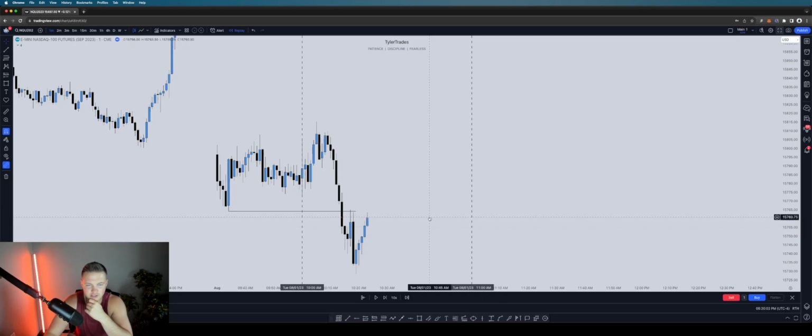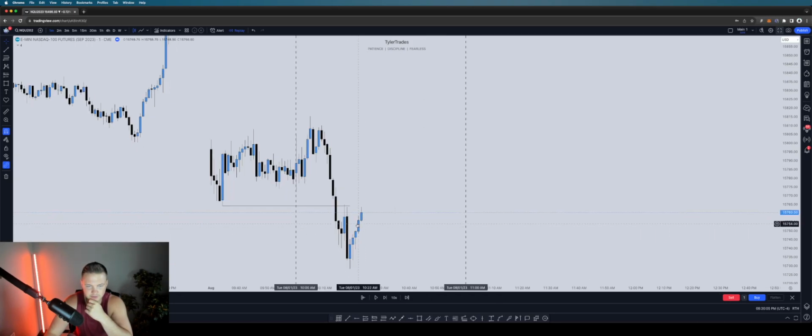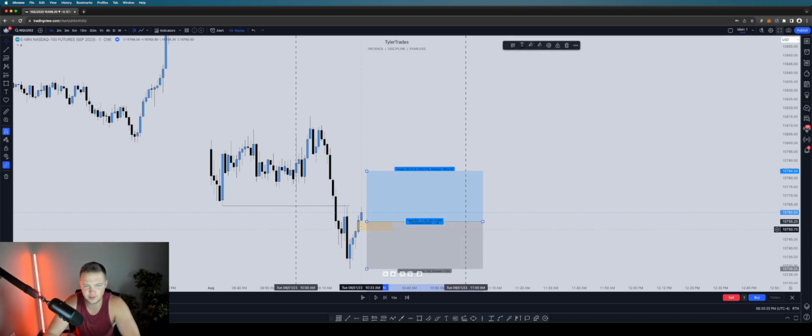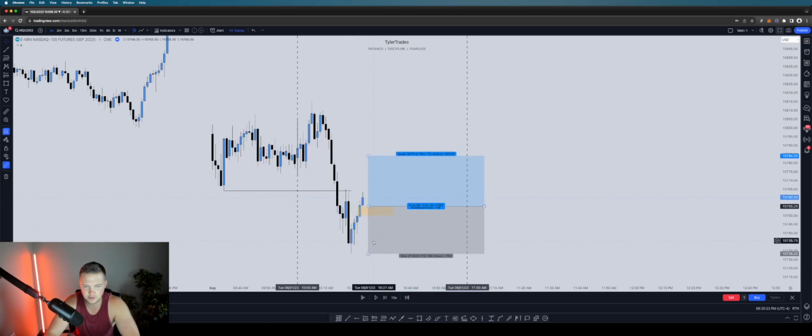Right here we actually do have this fair value gap as we're starting to break above this order block. Marking this out, this would potentially be a good fair value gap entry for silver bullet on NQ. You could put your stop loss below this low. I wouldn't personally, because this stop loss is 27 points, and that's a little bit too heavy for me personally.